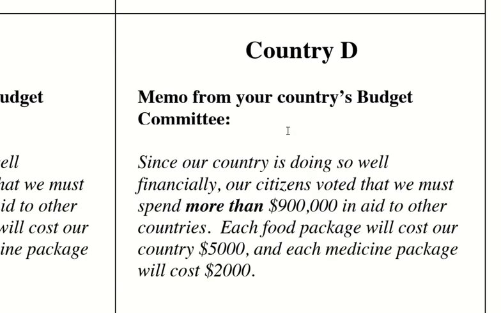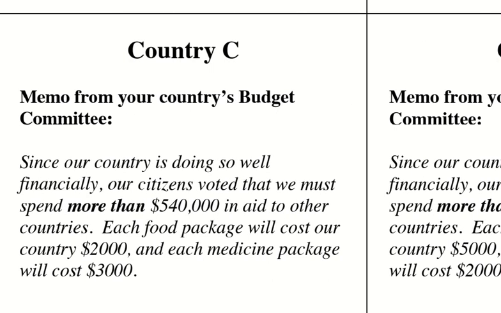C says, since our country is doing so well financially, our citizens voted that we must spend more than $900,000 in aid to other countries. Each food packet will cost our country $5,000, and each medicine package will cost $2,000. All right, that's the constraint for country C. Go ahead and pause and make sure you get that in there.